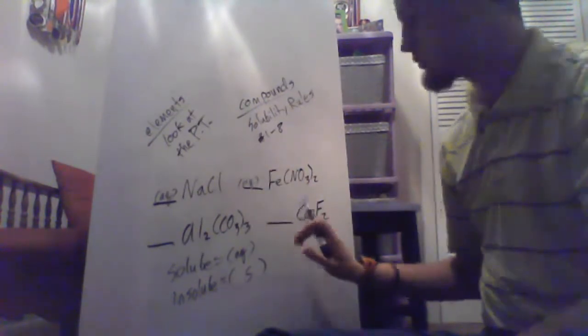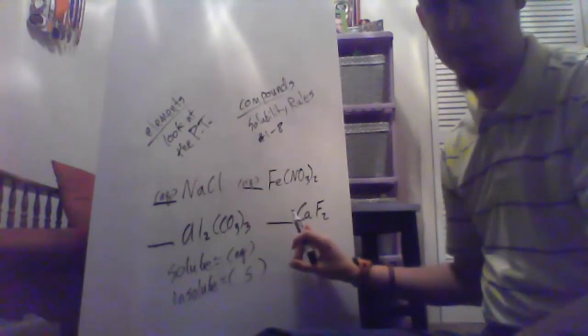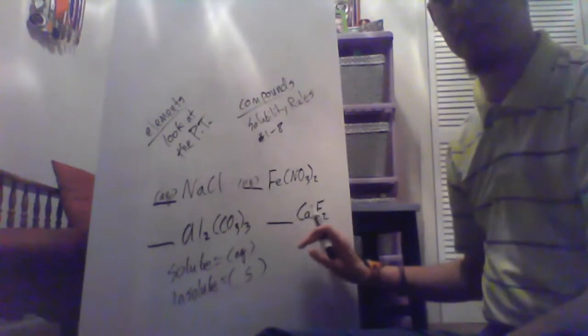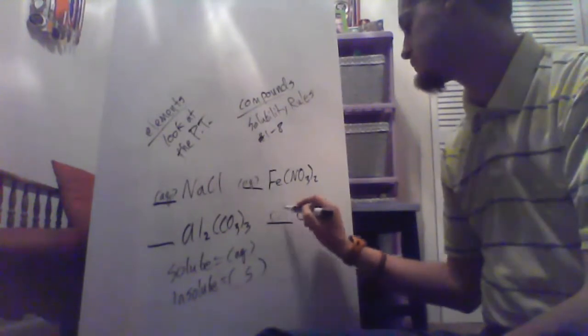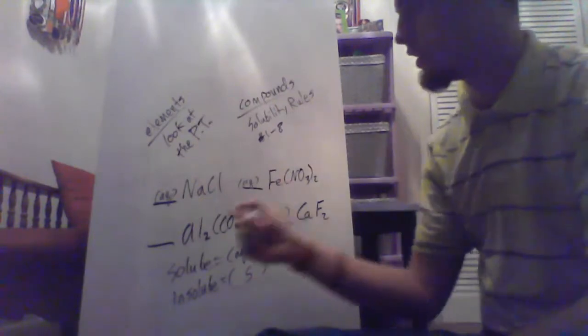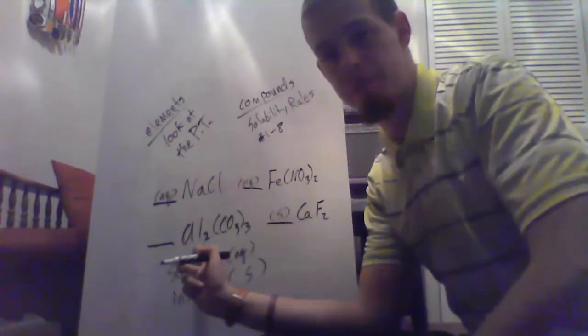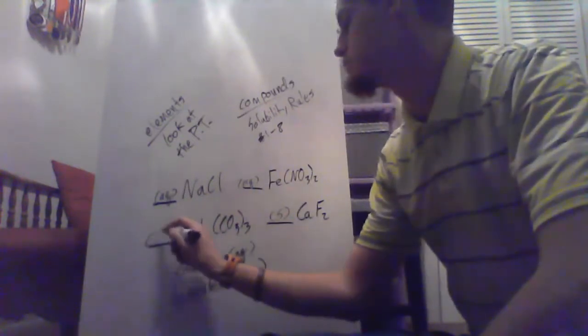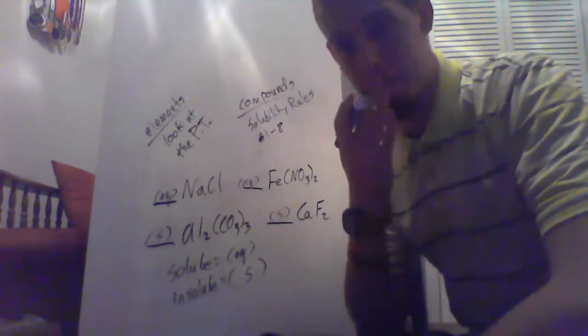Calcium fluoride. Calcium is really kind of not on there. There's a few exceptions at the bottom with it, but it does say fluorides are insoluble. That's rule four. And then this guy, carbonates are insoluble. And I believe that's rule five.